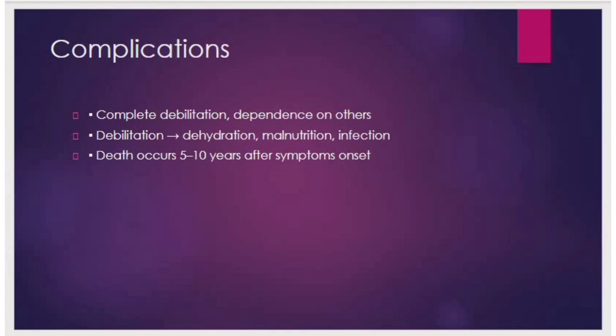Now, complications include dependence on other people, which is pathetic. Debilitation, like he's dehydrated, malnourished, and infections are most common. Death occurs in 5 to 10 years after the onset of these symptoms.